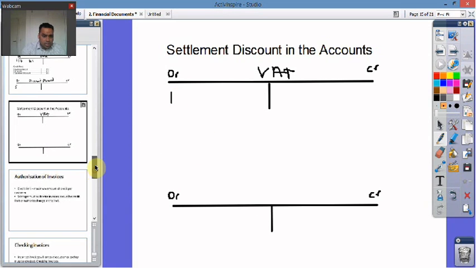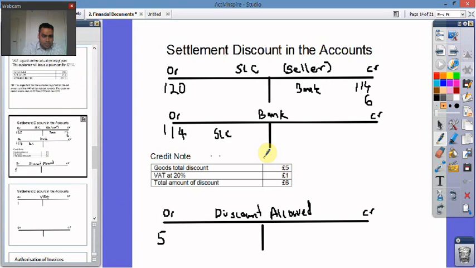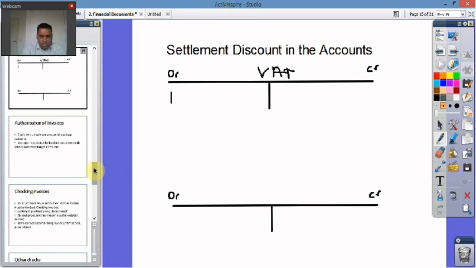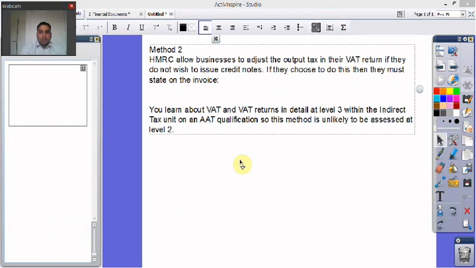Okay, so that's settlement discounts. These are the entries that would be made for settlement discounts. That now balances: 120 equals that 120. The £6 is made up of the £5 in the discount allowed and the £1 in the VAT. Okay, so that's how you do settlement discounts.